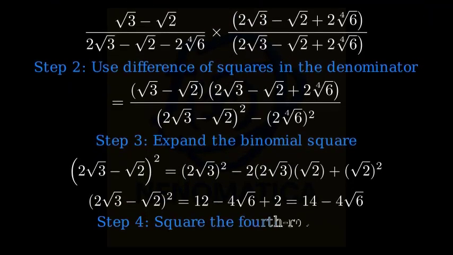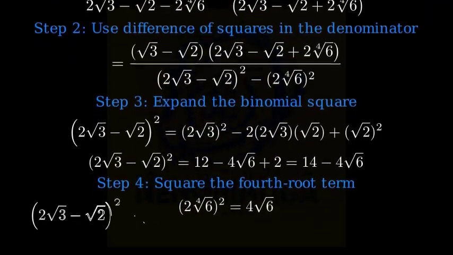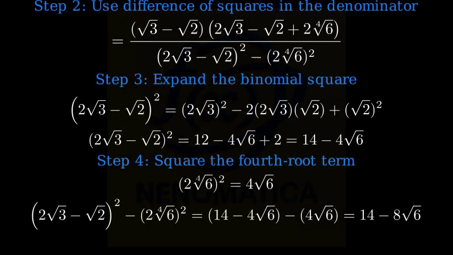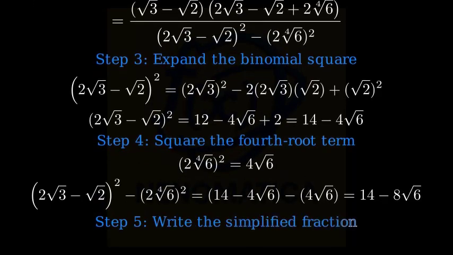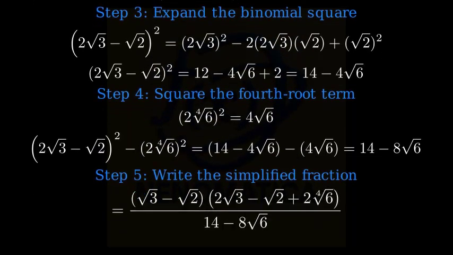Because squaring a fourth root gives a square root, we get 2 times the fourth root of 6 squared equals 4 times square root 6. So the denominator becomes 14 minus 4 root 6, minus 4 root 6, which is 14 minus 8 root 6. So after the first conjugate multiplication, the fraction becomes the product in the numerator divided by 14 minus 8 root 6.